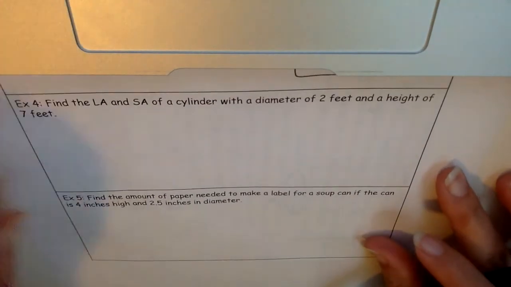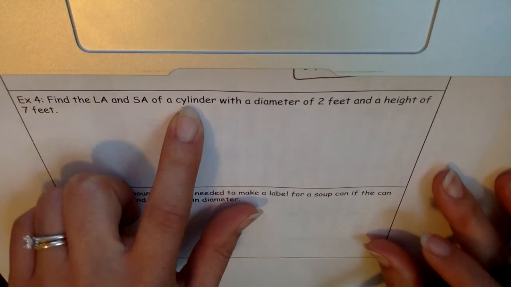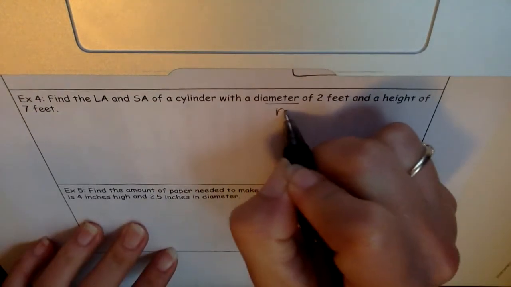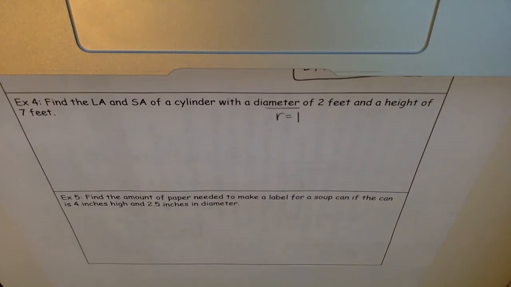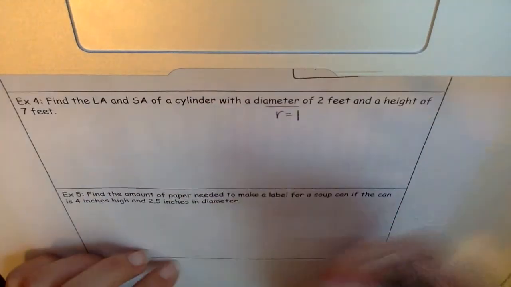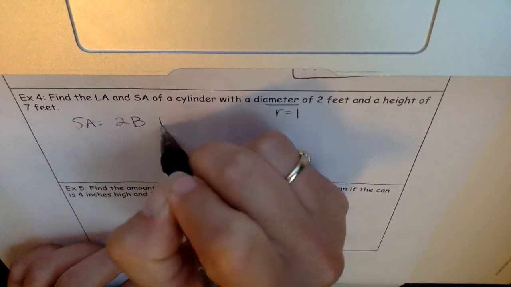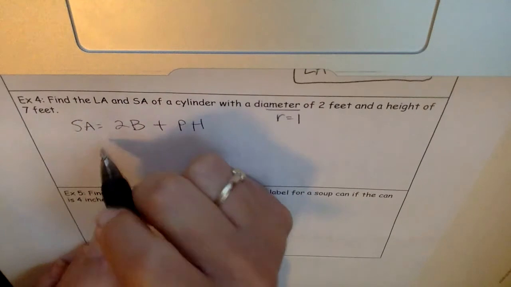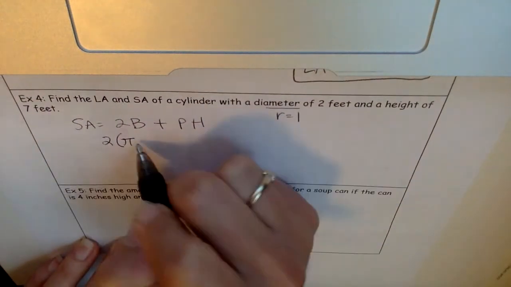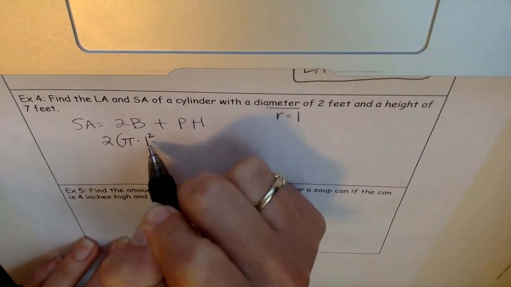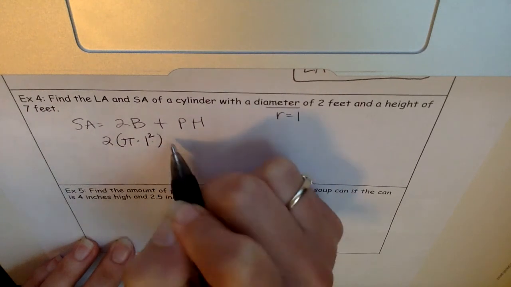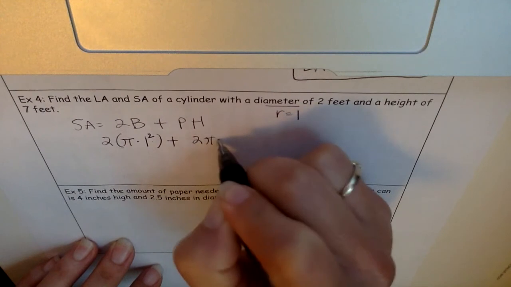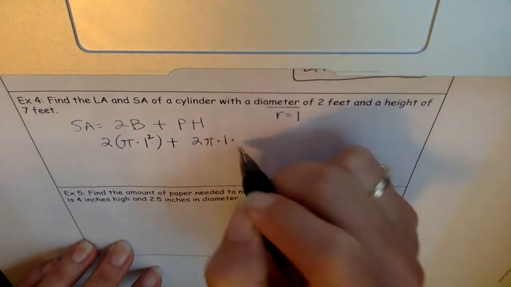Example 4 says find the lateral area and surface area of a cylinder with a diameter of 2 and a height of 7. Now, if you see diameter, then we know that we have to divide it in half to get the radius. And there's no picture, so we're going to just use our formula. And you're going to get used to using that formula. Now again, this is a cylinder, so my base is a circle. Pi times radius squared, pi r squared, plus the perimeter, which is the circumference, 2 pi times the radius times the height of a prism, which is 7.